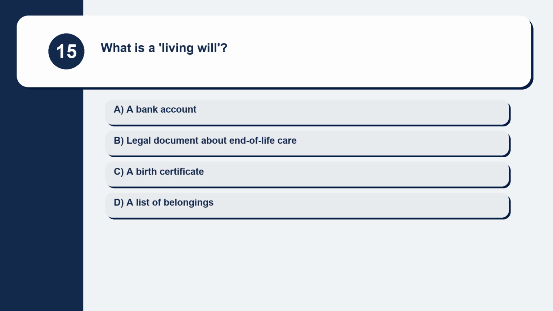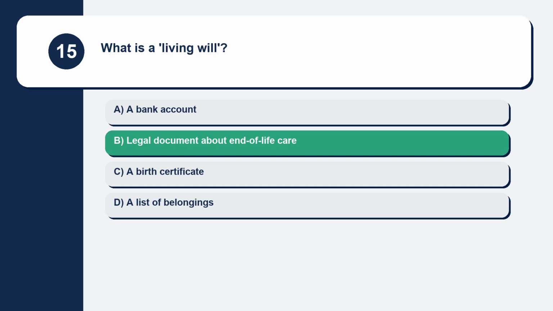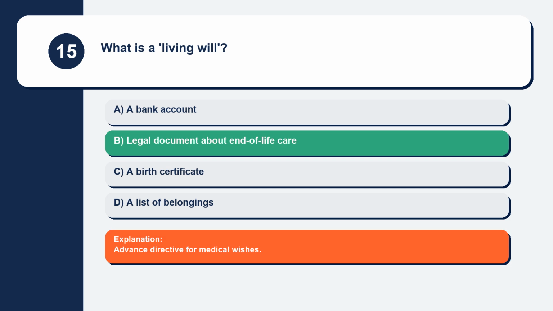Question 15. What is a living will? A bank account, legal document about end-of-life care, a birth certificate, a list of belongings. Advance directive for medical wishes.